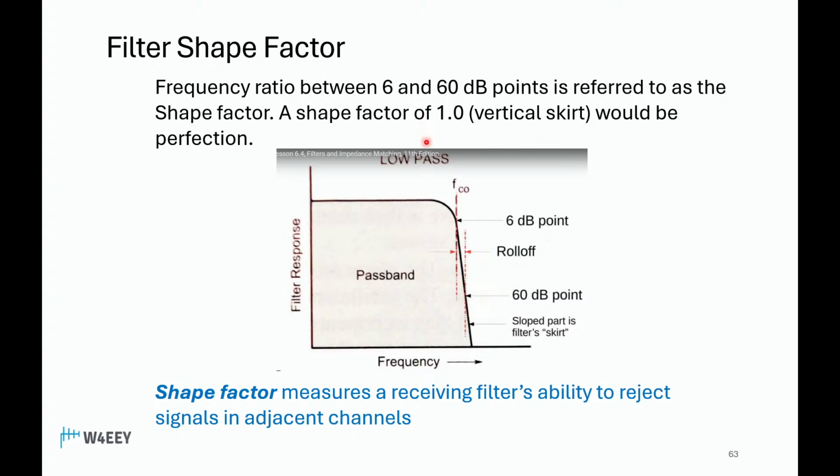A shape factor of 1, in other words, straight line going down, would be absolute perfection. That would also be referred to as a brick wall filter. With digital filters, you can actually approach that level of selectivity. It's amazing. So in context of the pool questions, shape factor measures a receiving filter's ability to reject signals in adjacent channels. So you want to hear this, you don't want to hear this. So the shape factor is kind of a measure of quality or selectivity, if you will.